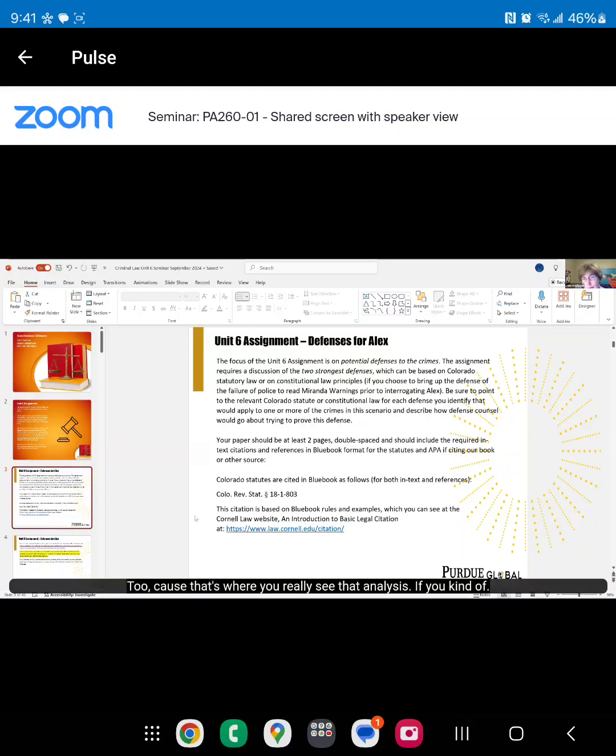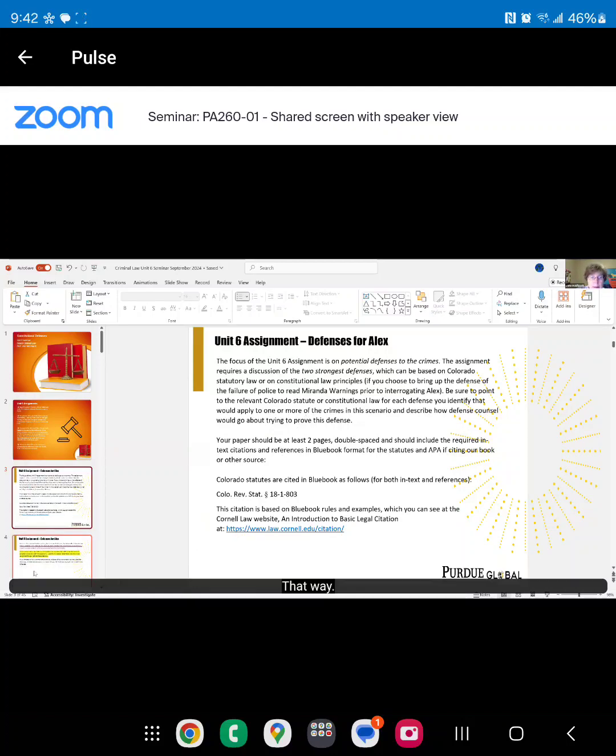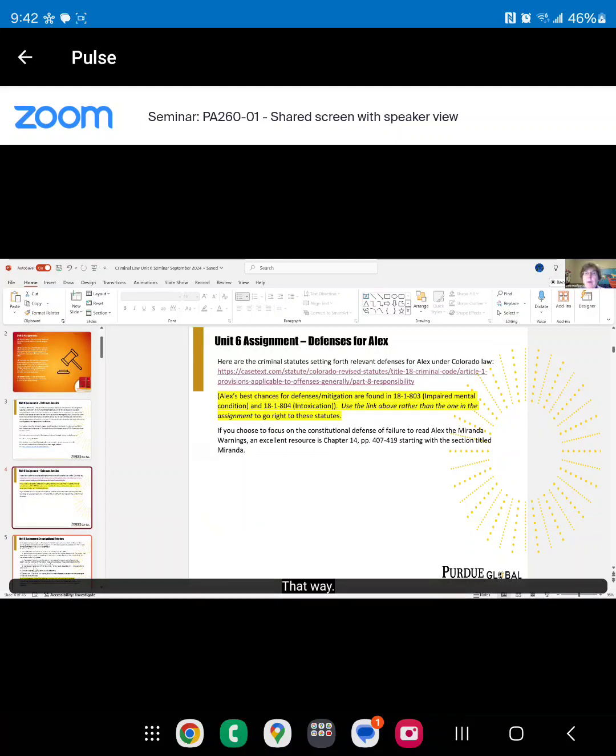If you lump them all together, like these are the three crimes, these are all the statutes, it's very difficult to see the analysis that way. So here are the statutes, and in fact, let me put that right here. So that should bring you right to those statutes. There's only like 4 options.